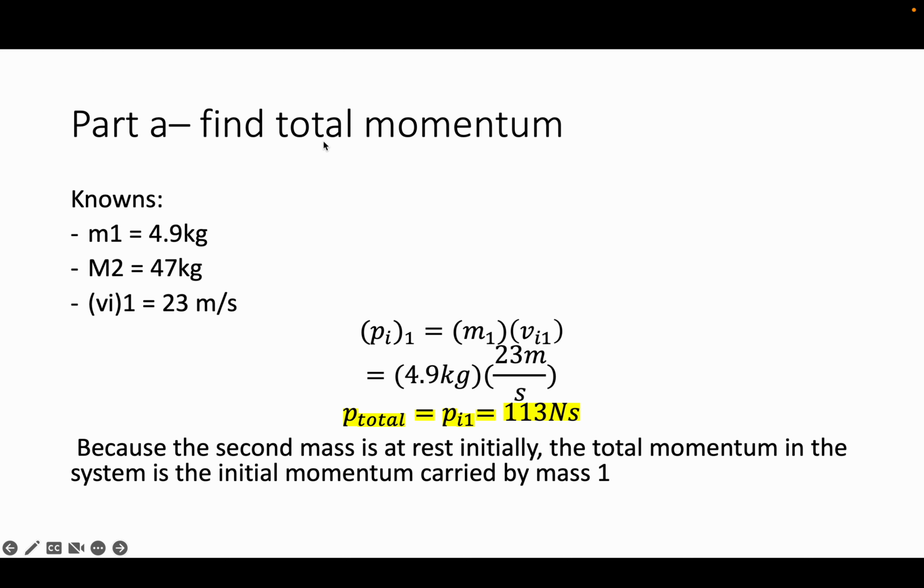Alright, and so finding total momentum. This part's pretty straightforward because the larger block has no velocity, and because momentum is velocity times mass, the only momentum we have to find the total momentum in the system is simply the momentum of block 1, the 4.9 kilogram block. We know mass 1 is 4.9 kilograms, mass 2 is 47 kilograms, and the initial velocity of the first block is 23 meters per second. So all we do is plug into the momentum equation, which we've been using in all these problems: 4.9 times 23. And what we get is 113 newton seconds. That is the total momentum in the system, and also the initial momentum of block 1.